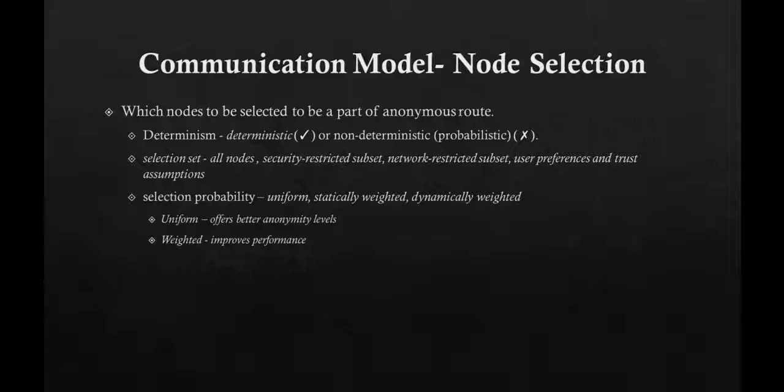In general, the parameters are calculated in real time to be dynamic, and the unchanged parameters are called static. Uniform offers better anonymity, and weighted, that is statistically weighted or dynamically weighted, when that feature is used, it improves the performance.